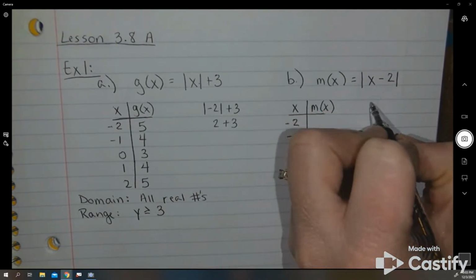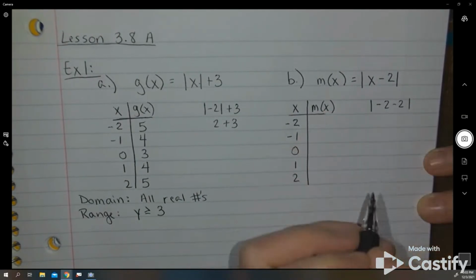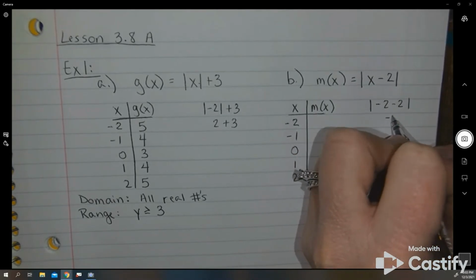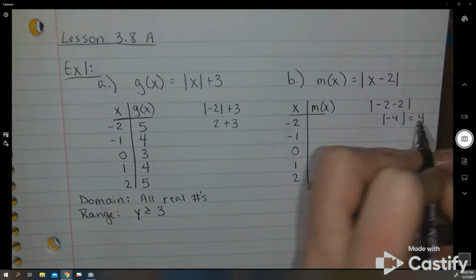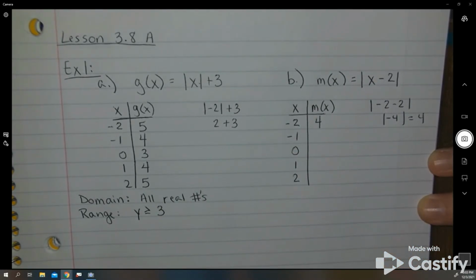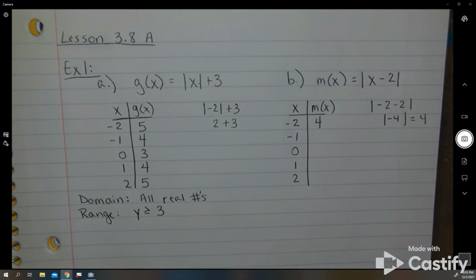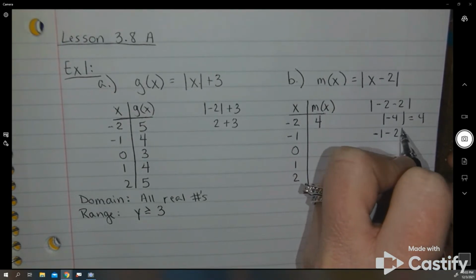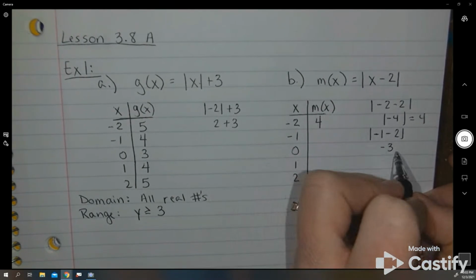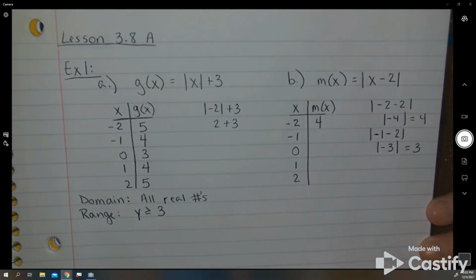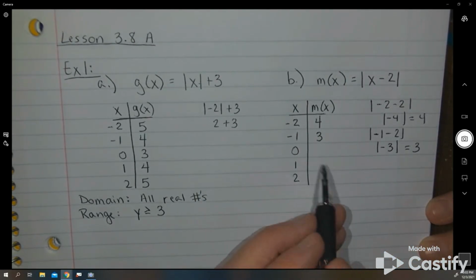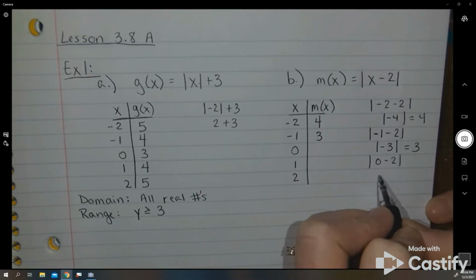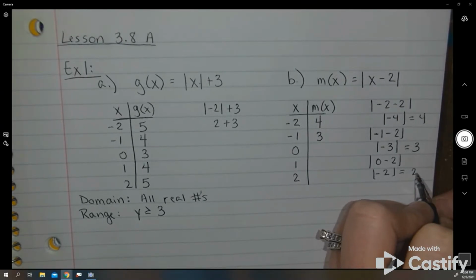So when I plug these in, I have negative 2 minus 2, and we're taking the absolute value of that answer. Well, negative 2 minus 2 is negative 4. The absolute value of negative 4 is 4. Then I'm going to plug in negative 1. Negative 1 minus 2 is negative 3, and the absolute value of negative 3 is 3. We're going to plug in 0. 0 minus 2 is negative 2. Absolute value is 2.